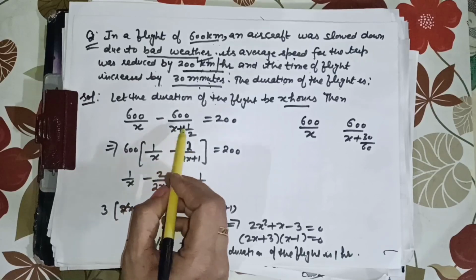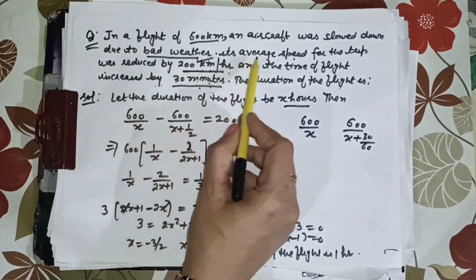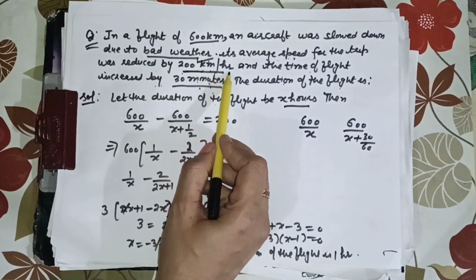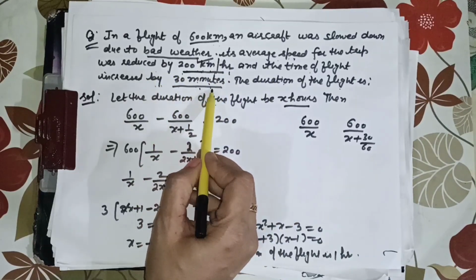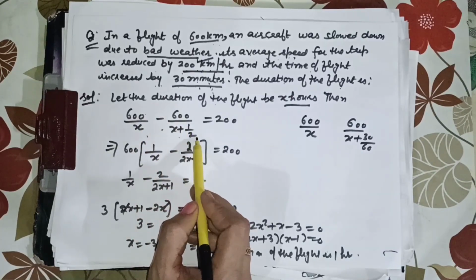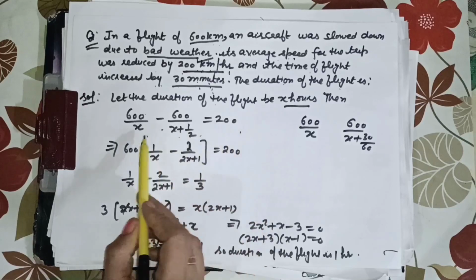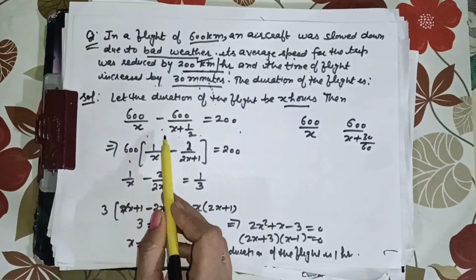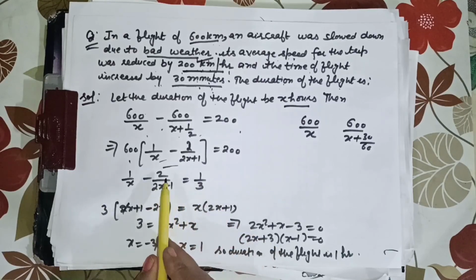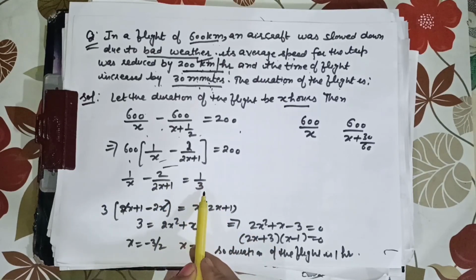The difference is 200, because it is mentioned that the average speed for the trip was reduced by 200 km per hour when the time of flight increased by 30 minutes. So we take 600 over x minus 600 over x plus 1 by 2 is equal to 200. 600 is taken outside the bracket. After simplification, I am getting 1 over x minus 2 over 2x plus 1 is equal to 1 over 3. Taking LCM and simplifying, I am getting the quadratic equation 2x squared plus x minus 3.